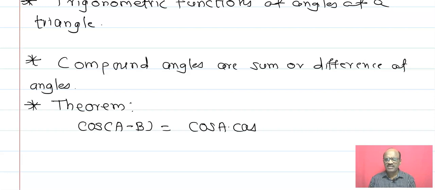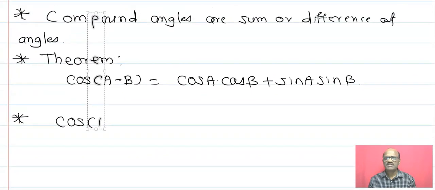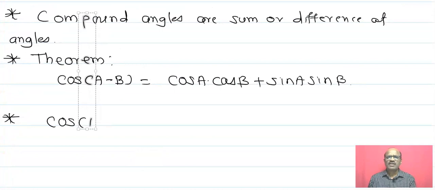This is a very basic formula: cos of a minus b is equal to cos a into cos b plus sin a into sin b. This is a very important formula. Cos of a minus b is equal to cos a cos b plus sin a sin b.